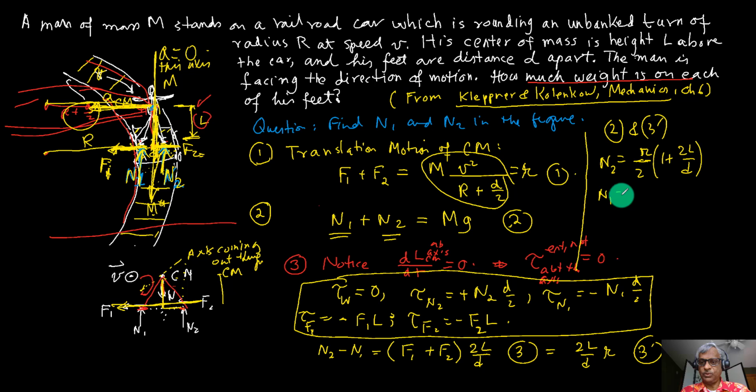And N1, you can subtract this from it. So R over 2, 1 minus 2L over D. And R is just this big mess. So R is this big mess, and you can put this there. So that's the answer.